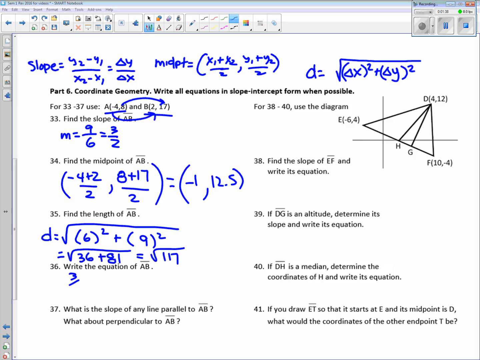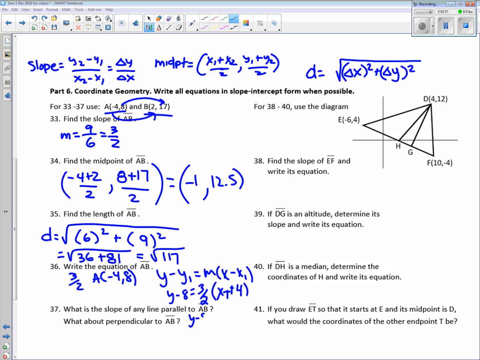As far as the equation of AB, I'm going to do that based on the slope of AB being 3/2, and then use either point from up there. So if I use point A, which is (-4, -8), and plug that into point-slope form, that's going to come out to y minus -8 equals 3/2 times x minus -4, which is really just x plus 4.